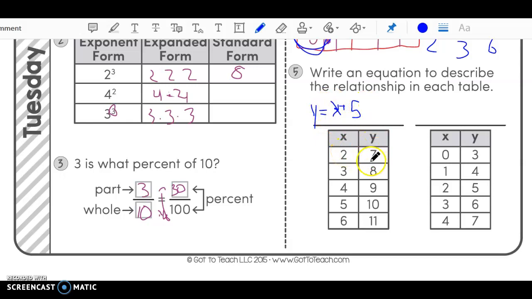So 2 plus 5 is 7. 3 plus 5 is 8. 4 plus 5 is 9. So I'd say that's right. And 0 to 3, 1 to 4, well, that looks like we're going up by 3. So I'd say the same thing. Y equals x, add 3.